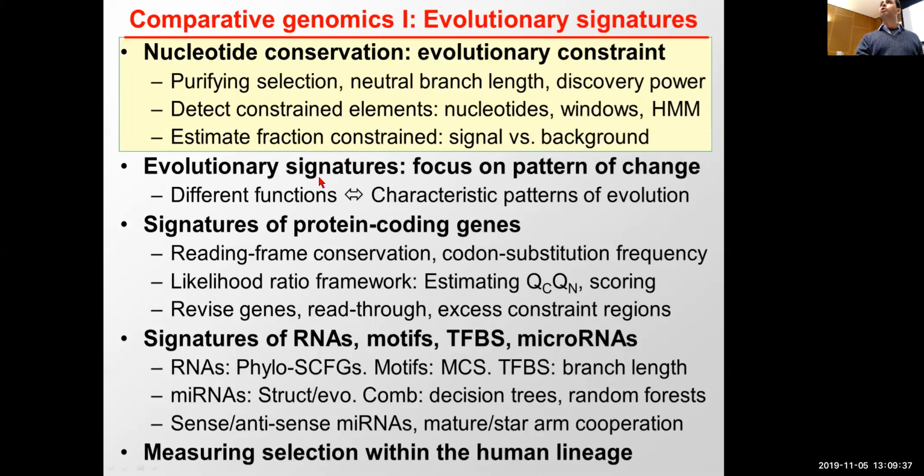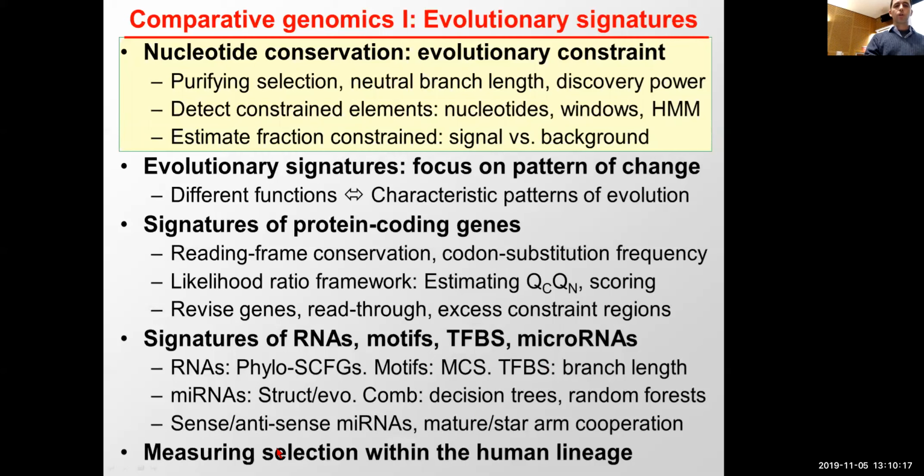Then we're going to talk about evolutionary signatures, where we're going to be focusing not on the amount of conservation, but on the pattern of change. So the concept will be that different types of functional elements in the genome evolve in very characteristic ways. And by reading these characteristic patterns of evolution, we can in fact recognize and distinguish not just quote unquote important regions, but different classes of regions. And we're going to distinguish protein coding genes, non-coding RNAs, regulatory motifs, transcription factor binding sites, microRNAs, through the use of different evolutionary signatures. Everybody with me so far?